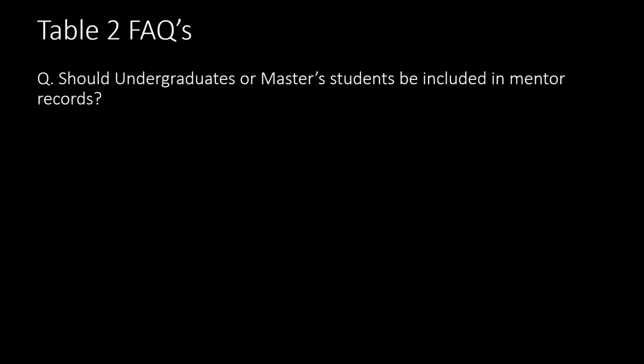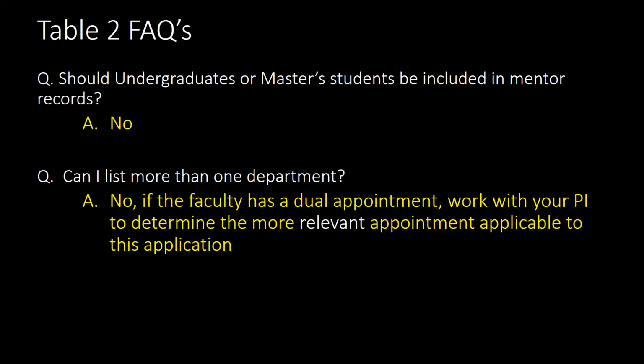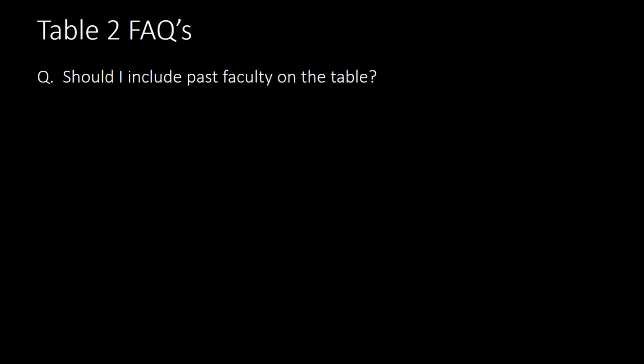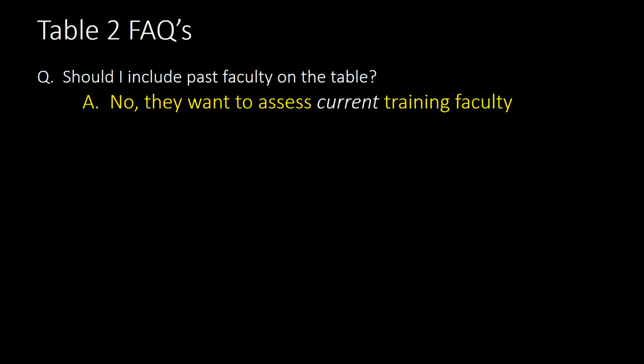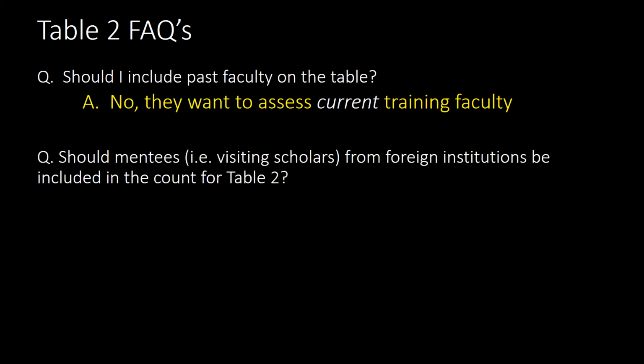So, FAQs for table 2. Should undergrads or masters be included in mentor records? No visiting scholars, no volunteers. Can I list more than one department? No, you want to always list the more relevant department for whatever your application is. Should you include past faculty? No. They only want to see who's going to be currently on the training grant. You may have someone who was on the renewal but now isn't going forward. So they just want your current faculty.